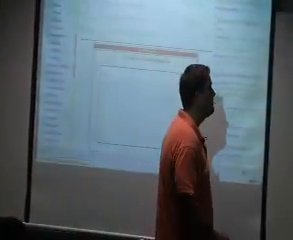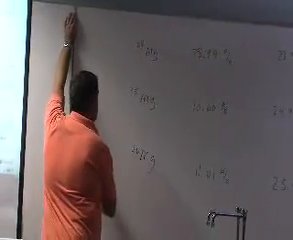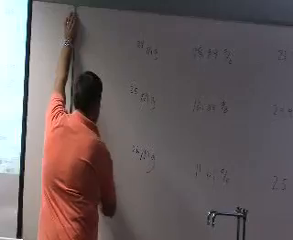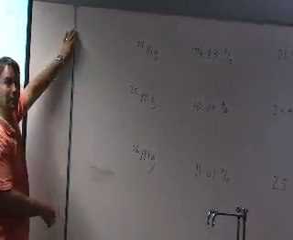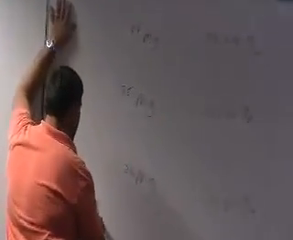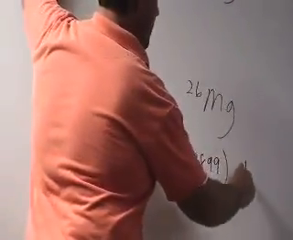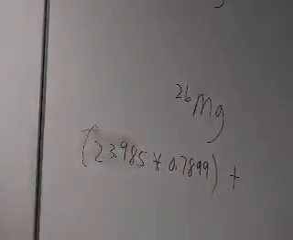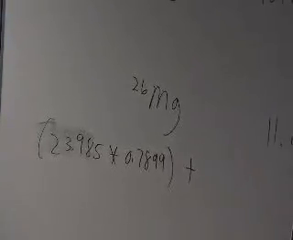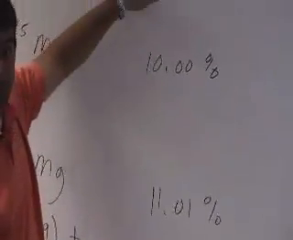So, how do you get it? Well, you have to do a weighted average. Let's do it the other way. Here's what we got. We got 23.985 times 0.7899 plus... Okay, here's what I'm doing. I'm moving the percents to a decimal value. You see that up there? So in other words, I'm taking my 78% and I'm moving it 2 places over.